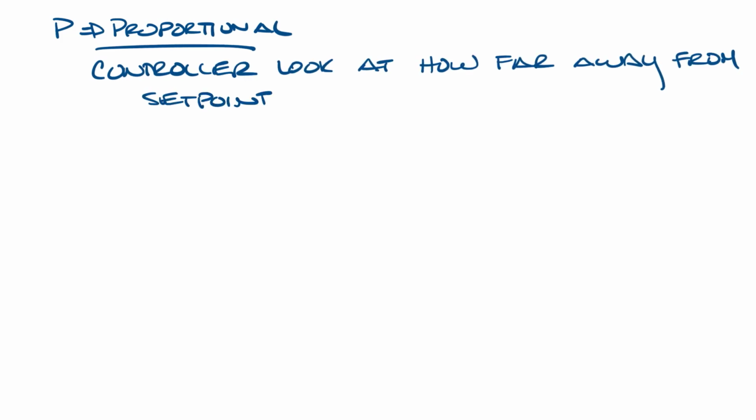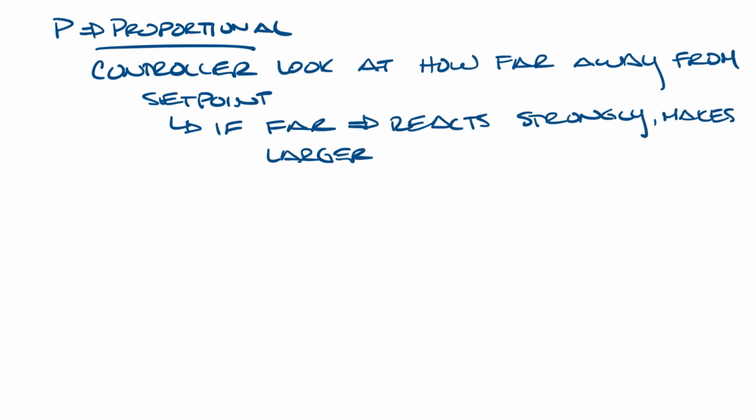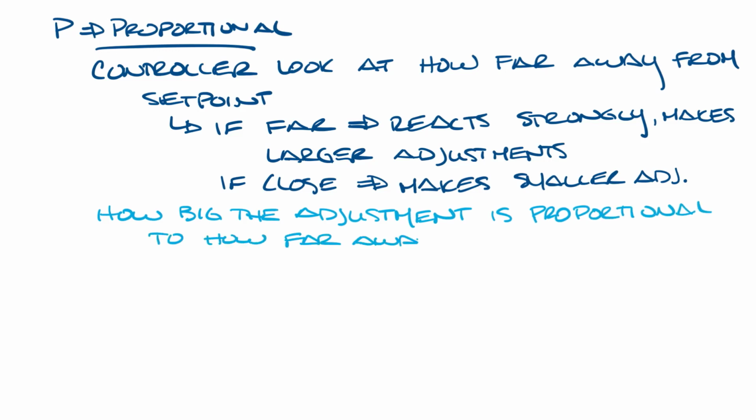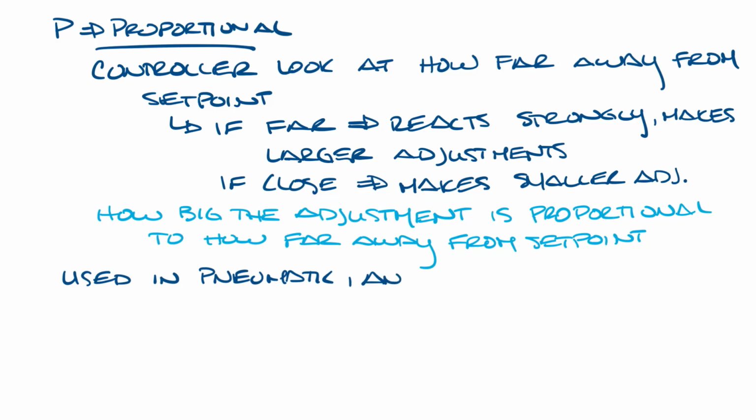Let's start with proportional. In proportional control, the controller looks at how far away from set point you are. If the temperature is far from set point, proportional control reacts strongly, making larger adjustments. And if you're closer to set point, it makes smaller adjustments. How big the adjustment is is proportional to how far away from set point you are. Proportional control is used by pneumatic, analog, and electric control products. Proportional control kind of looks something like this.